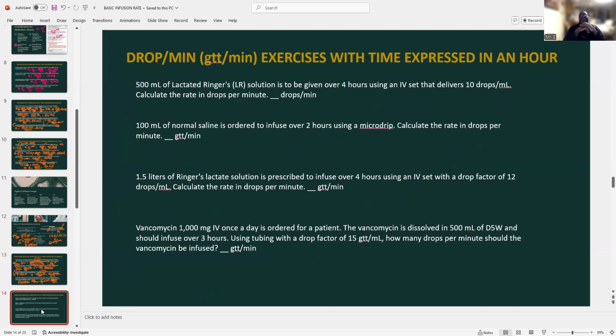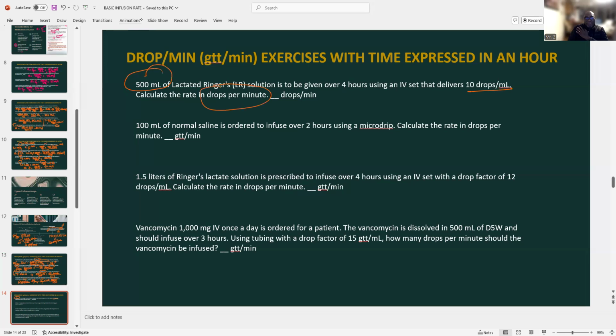Now, what if the time is expressed in hours? Same concept. Drops per minute, your time must be in minutes. If your time is in hours, you have to convert that time to minutes. So let's look here, and your volume has to be in milliliters as well. That's good. My volume is in milliliters. I got my drop factor over there. Why do I need a drop factor? Because I am solving for drops per minute.